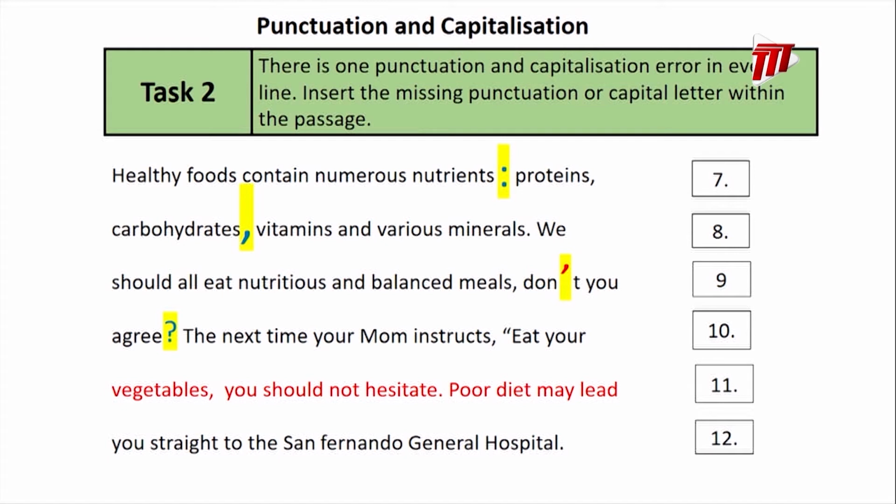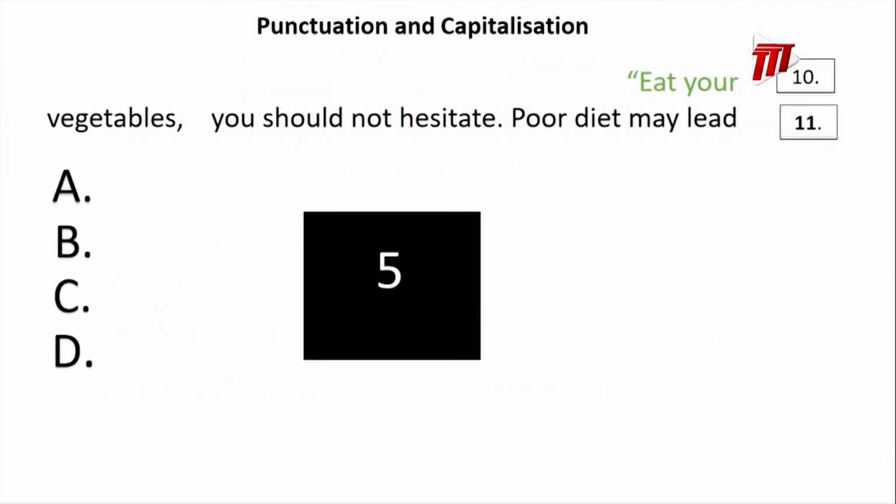The next time your mom instructs, eat your vegetables, you should not hesitate. Poor diet may lead to. What is missing? Yeah? The punctuation end marks are missing. The quotation end marks are missing. So where do we put our close quotation?